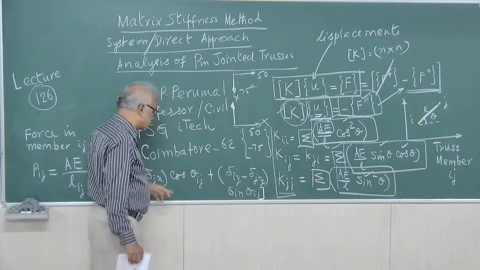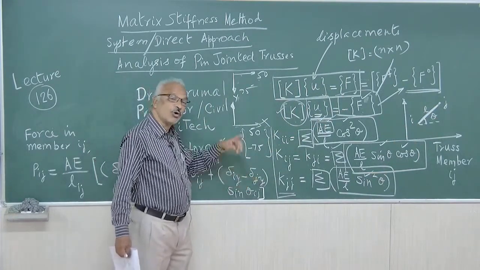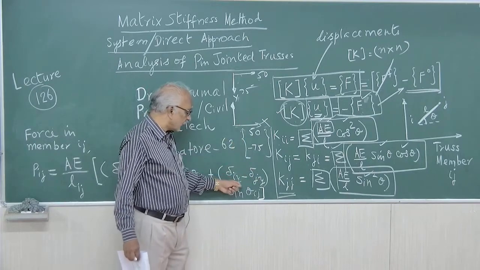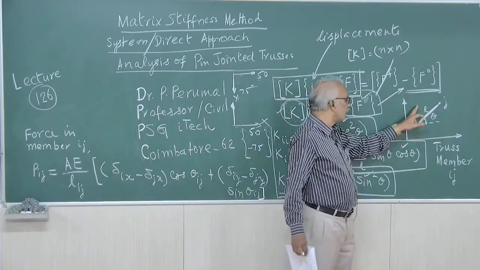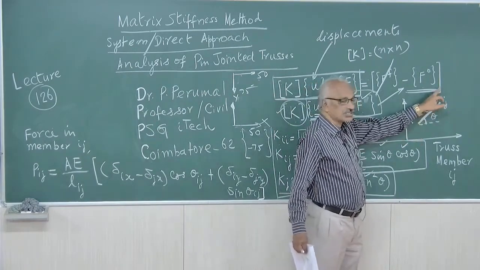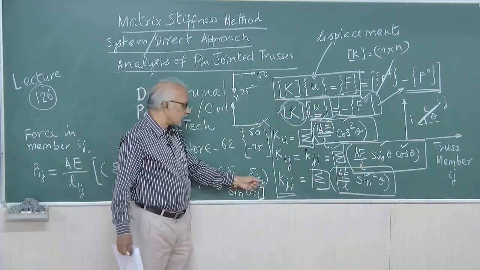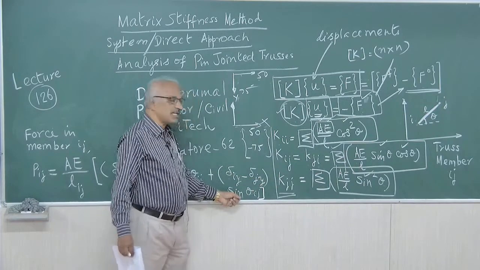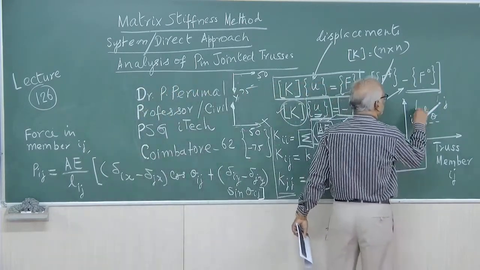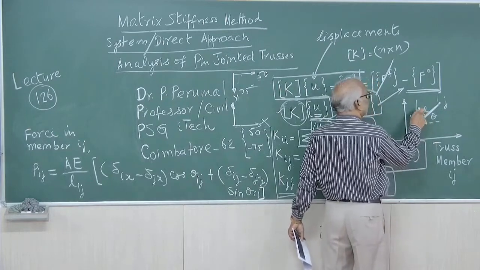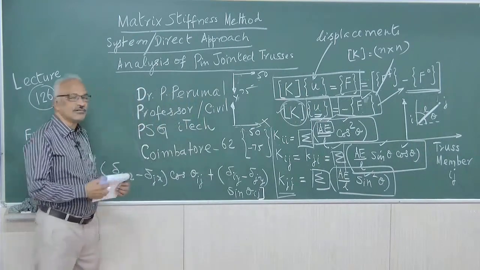plus delta I minus delta J in the y direction, delta I y minus delta J y, into sin theta IJ. Because we are resolving in the vertical direction, this is 90 minus theta, so that will become sin theta IJ. So that will give the member forces.